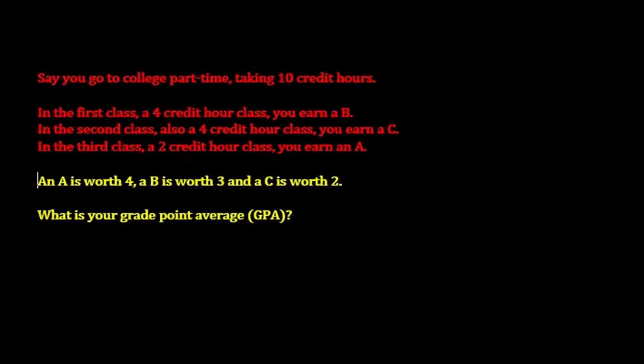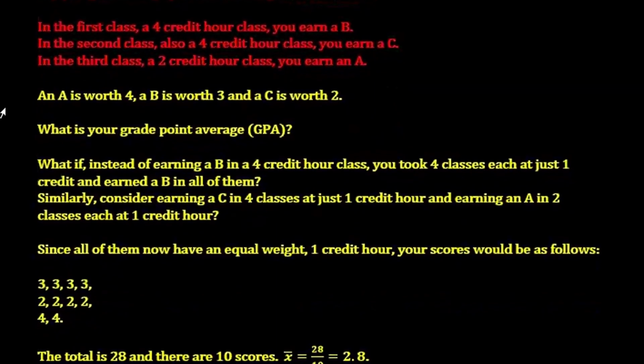Now, if we only had the first two classes, both 4 credit hours, since they're of equal weight, then you could average out 3 and 2 and get that the GPA is 2.5. But the third class is not worth as much. So that A should not drag up the 2.5 as much as you might think it would. So let's break it down.